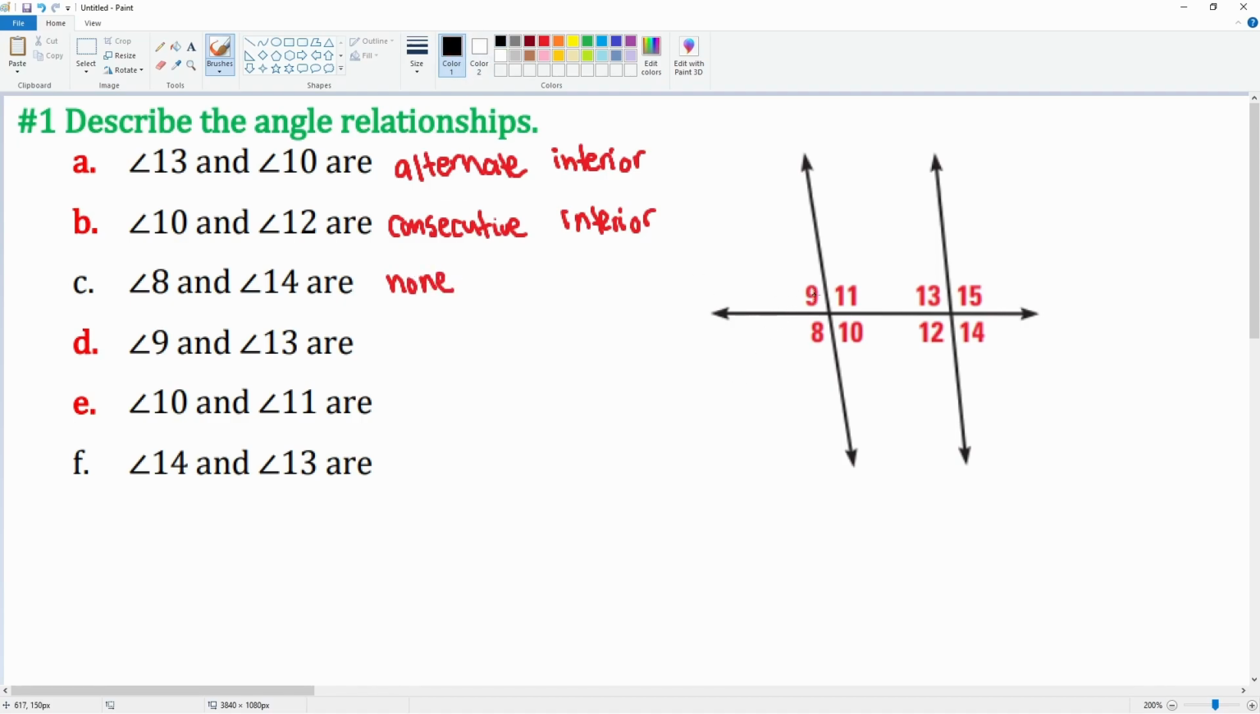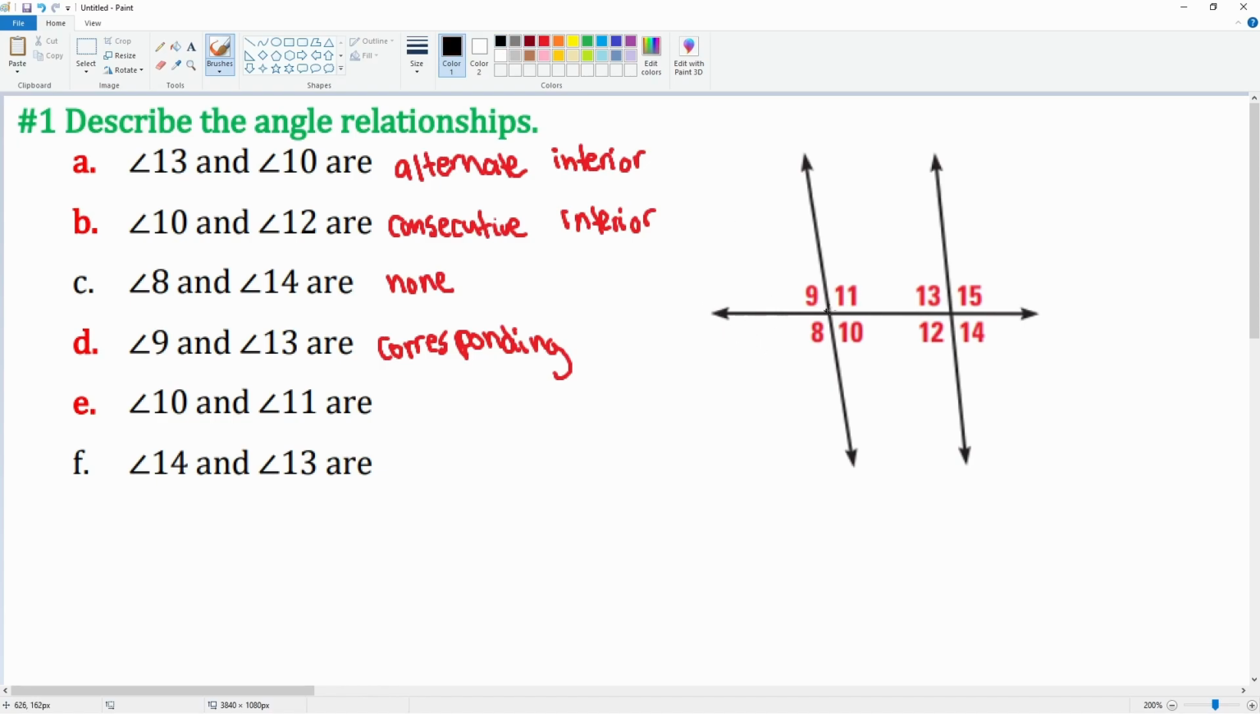Letter D, we have 9 and 13. 9's outside right here and 13 is on the inside right here. It looks like they're on the same spot. They're both on the top left-hand side of their intersection. Because they're in the same spot, we call them corresponding to represent that they're in the same spot.